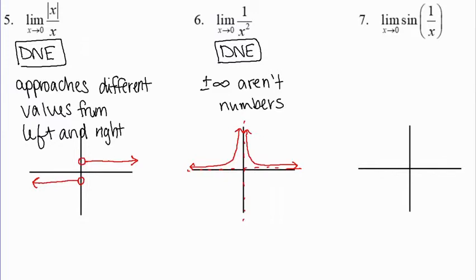So our graph is basically a bunch of scribbles right around 0. So again, this limit does not exist because the graph oscillates.